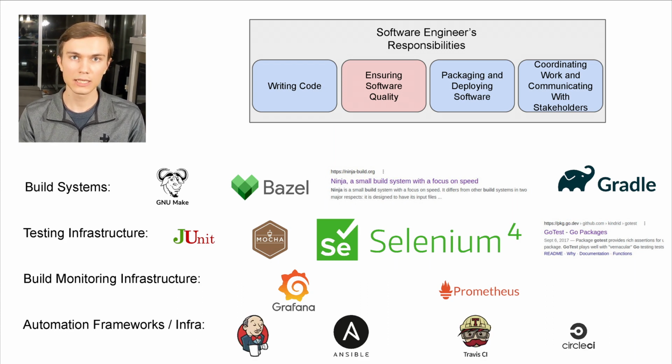The last thing that I would like to mention is that a lot of the work in software engineering gets automated, so of course there are entire automation frameworks out there. These frameworks allow you to do a predetermined set of steps automatically for you. Examples of such automation frameworks are Jenkins, Ansible, Travis CI, and Circle CI.